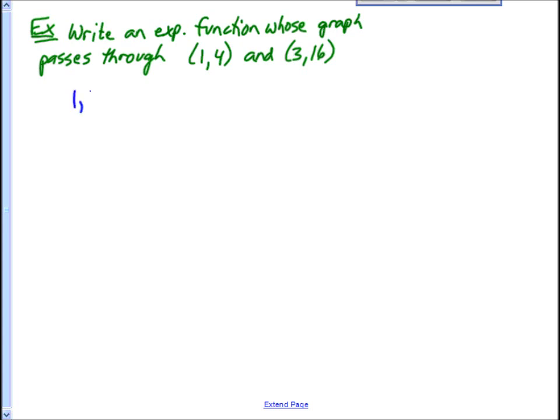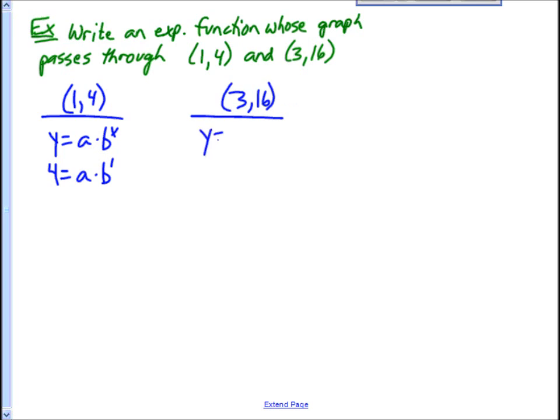So let's go ahead and write it for 1, 4. Y equals a times b to the x. Y is 4, x is 1 here. Then we got this 3, 16 equation. Okay. Solve for one of the variables. Let's go ahead and solve for a again. Let's divide by b here. So 4 over b is our a.